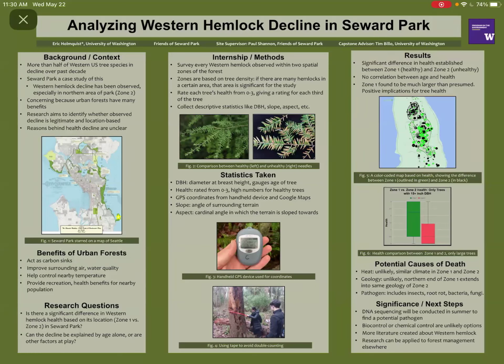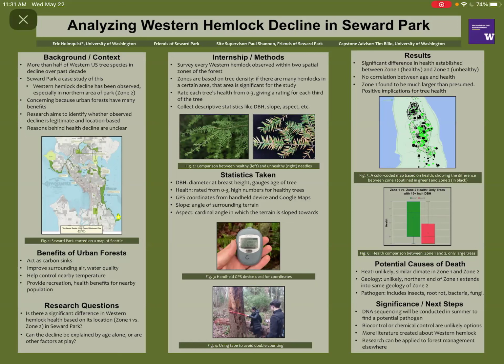We figured out that geology and climate differences between the two areas can be ruled out as factors because sections of Zone 1 and 2 have the same underlying bedrock, and there's no difference in temperature between the zones. Even though heat waves could exacerbate the tree decline in the north, hitting the already weaker ones. So the most likely factor we speculated upon was the presence of a pathogen, and there will be DNA sequencing in the summer to see if one could be identified.